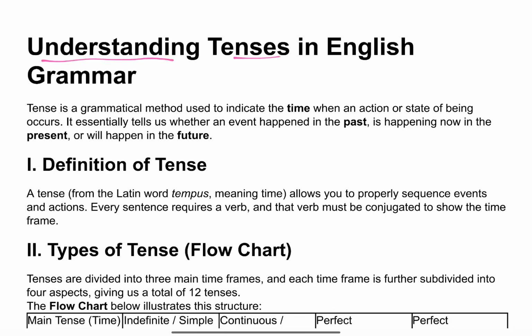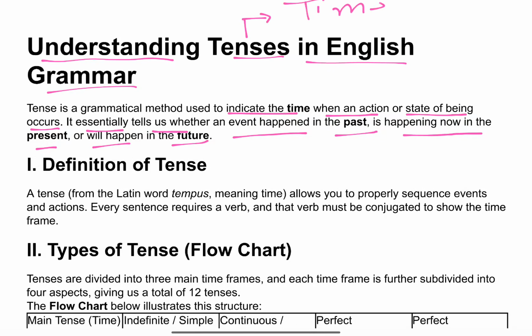Understanding tense in English grammar. Tense is a grammatical method used to indicate the time when an action or state of being occurs. It essentially tells us whether an event happened in the past, is happening now in the present, or will happen in future. Basically, the simple meaning of tense is time, and we know the time.